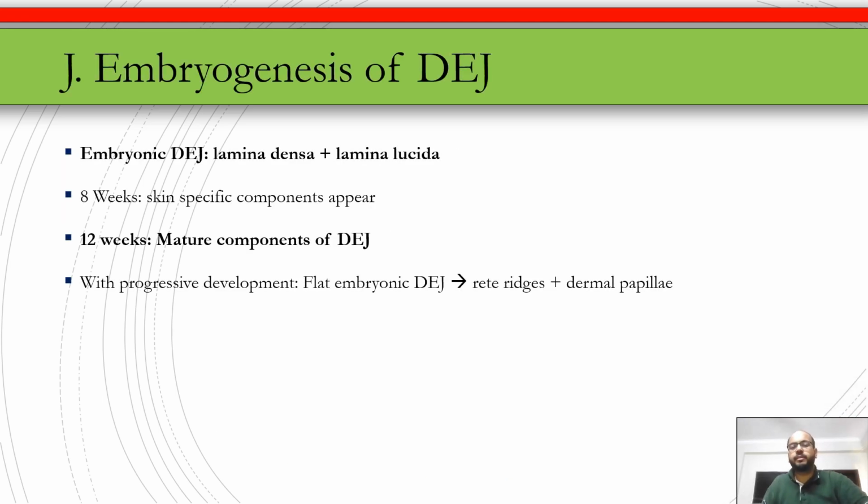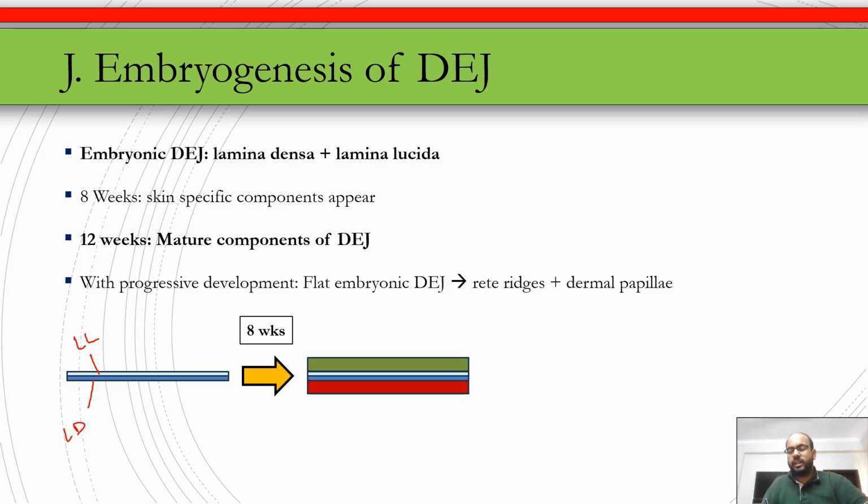Now, embryogenesis of dermo-epidermal junction. It is very easy. In the embryo, dermo-epidermal junction, lamina lucida and lamina densa is already present. So two layers are already there. Gradually over 8 weeks, specific components start to appear, like all the components of hemidesmosomes, desmosomes, plakophilin, plakoglobin, everything which we have already discussed in the basement membrane zone series, all the molecules will start to develop. Anchoring fibrils, anchoring filaments, everything will be there. At about 12 weeks, you have the mature components of dermo-epidermal junction.